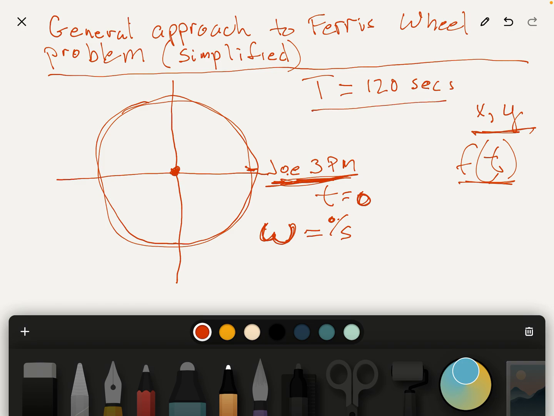And we know the period, which means we know that the Ferris wheel travels 360 degrees in 120 seconds. So omega is just equal to that. We just have to divide. So that's equal to 3 degrees per second.